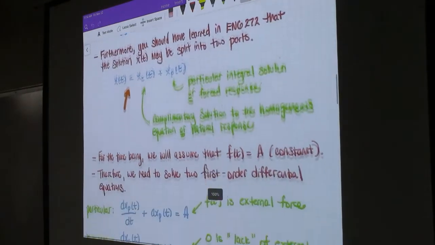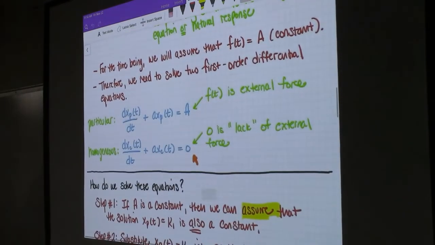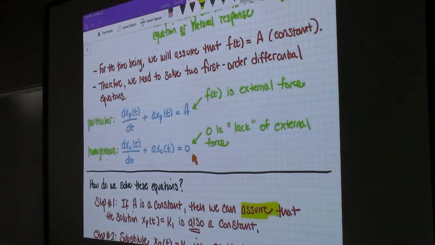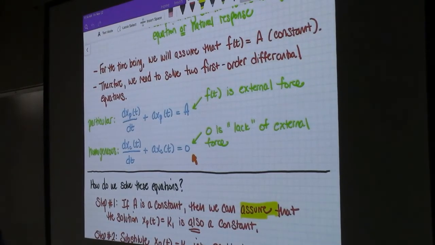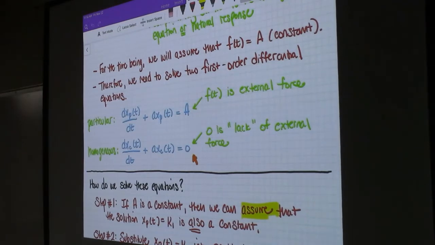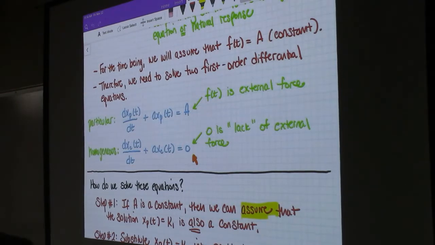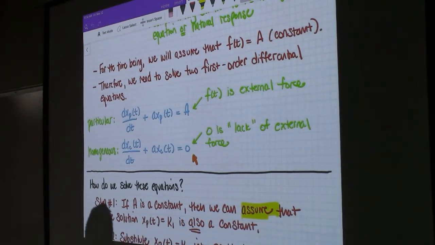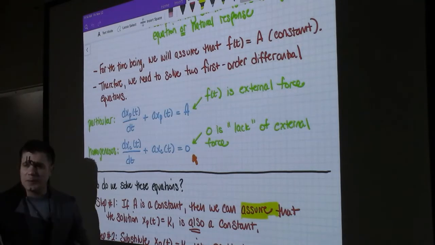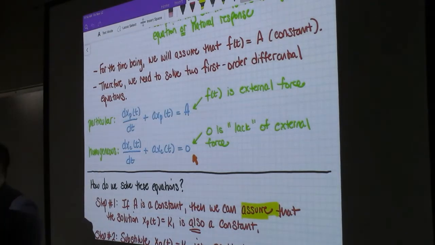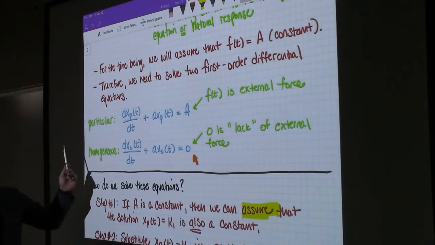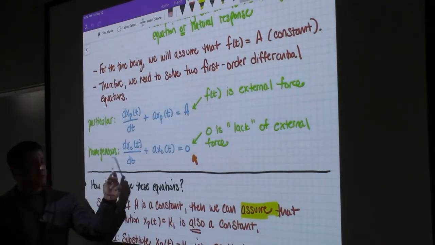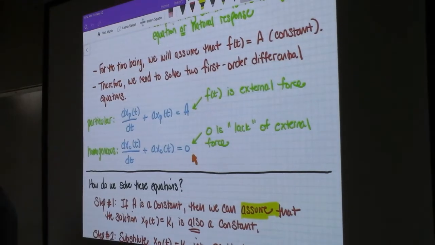For the time being, and this is an assumption you've used in ENG272 as well, we're going to assume that our force function f of t is equal to a constant a. And so what we can do is take our solution, which is split into two different parts, and generate two different first-order differential equations. One is a function of x sub p. The other one is a function of x sub c.